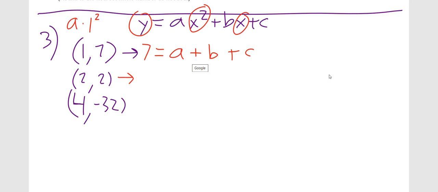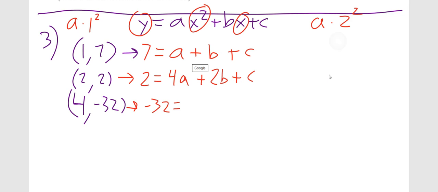Okay, now I'm moving on to the next equation. 2 equals, does anybody know what a times 2 squared is? That's 4a. So I'm kind of shortcutting my work by simplifying as I go in my head. I'm hoping that's not too big of a jump. So I'd have -32. What's a times 4 squared? That's 16 a's plus 4 b's plus a c.